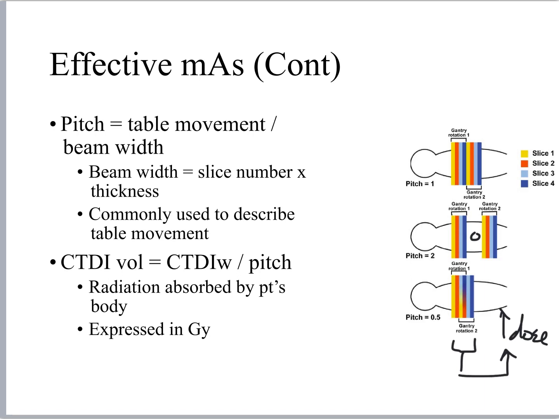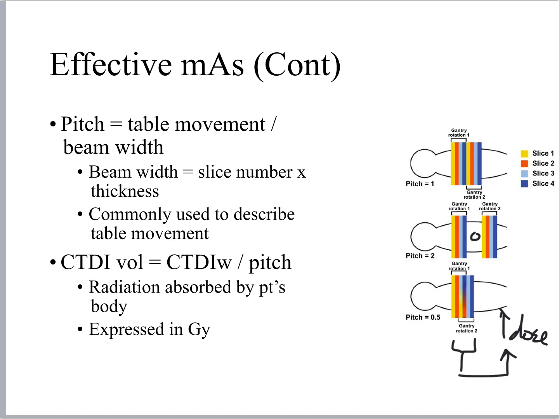So this is a CTDI weighted per each slice divided by the pitch, and this is going to be an expression of the radiation absorbed by the patient's body. It's going to be expressed in gray. I don't necessarily think that we need to calculate a CTDI volumetric to be able to pass the registry exam.